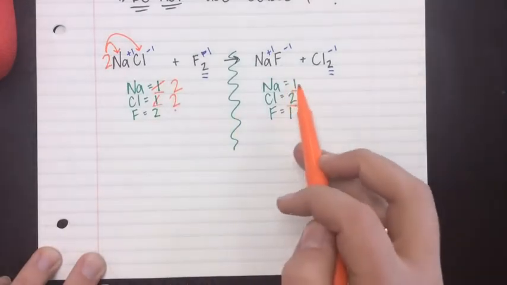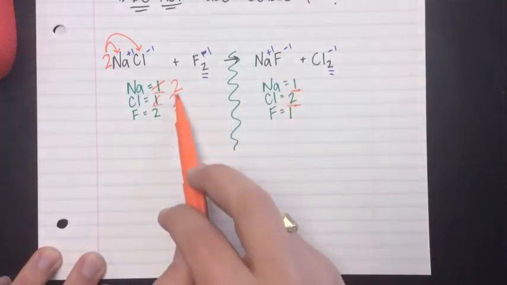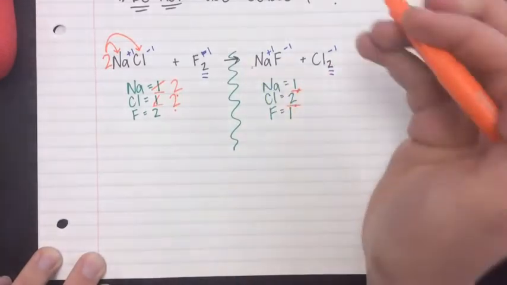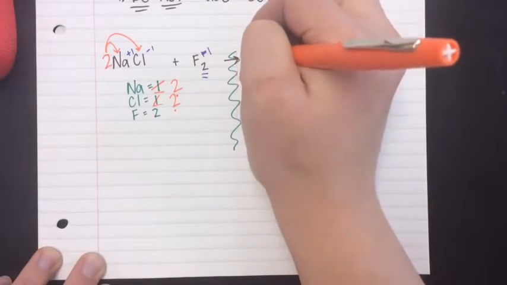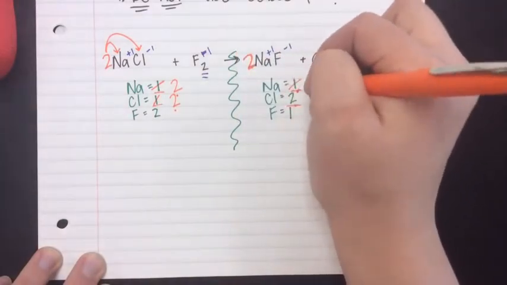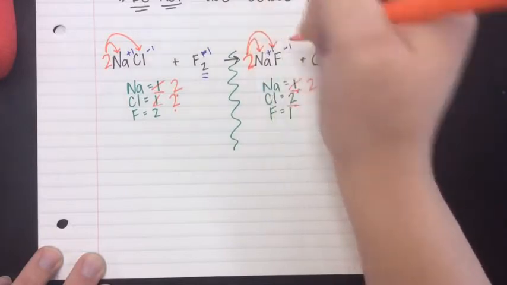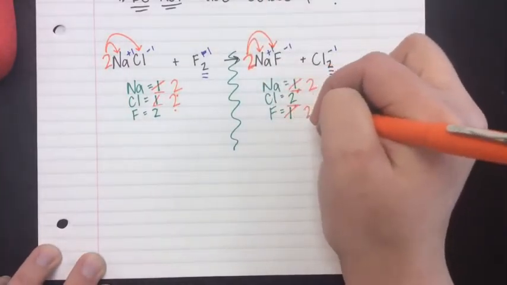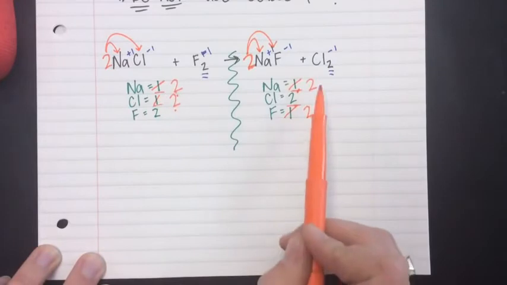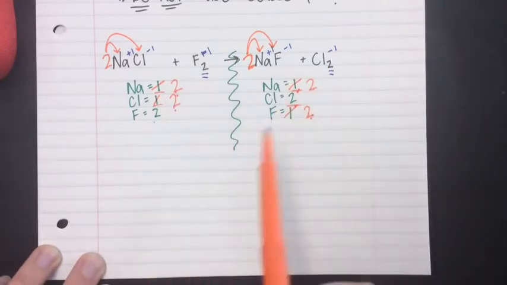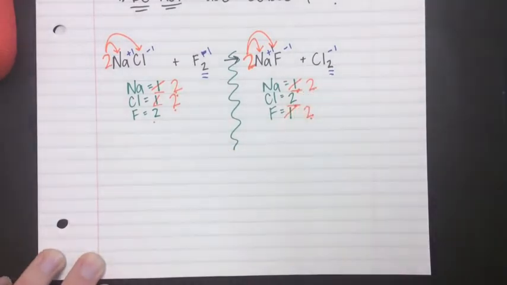Now my chlorines are balanced, but my sodiums are not. I therefore add a coefficient 2 in front of sodium fluoride on the product side. This not only changes my sodium number, but also my fluorine. Looks like my sodiums are balanced, my chlorines are balanced, and my fluorines are balanced. That means I have a balanced chemical equation.